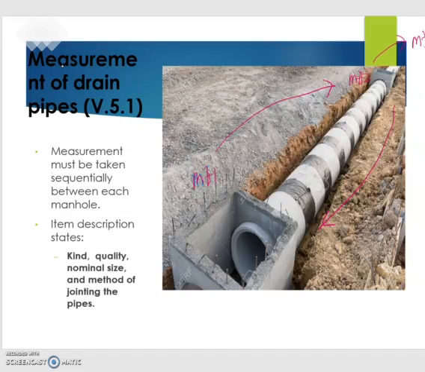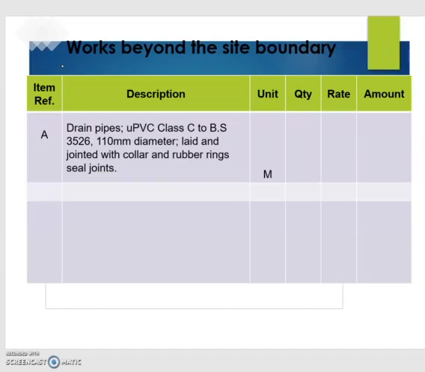Okay, and item description must state the kind, quality, nominal size, method of jointing the pipes. Okay, this is the example. This is what we call as the kind, jenis, types. The quality, okay, UPVC class C2PS 3526. And you have to mention the nominal size, which is 110 mm diameter. Okay, and how you join it. So in this case, they are using lathe and jointed with collar and rubber rings, seal joints. So the unit is in meter.